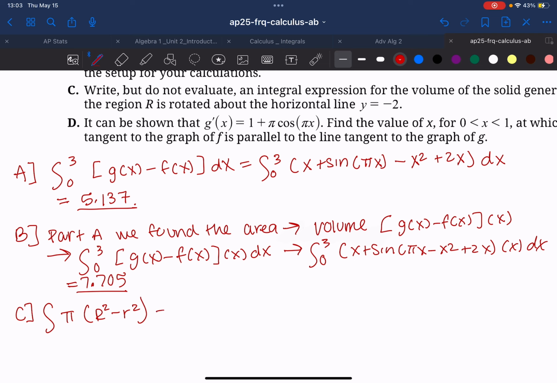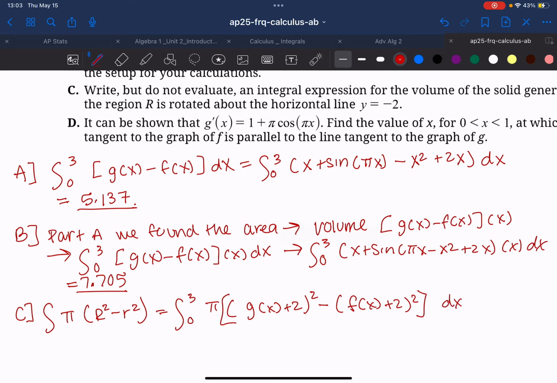So this is going to give us the integral of 0 to 3 of pi of g of x plus 2 squared minus f of x plus 2 squared dx.